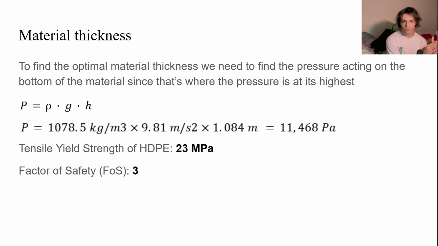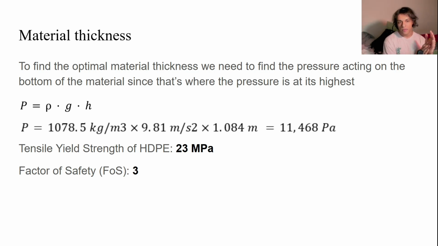So the tensile yield strength of HDPE. The tensile yield strength is basically how much pressure you need before the material is bent or disrupted. The amount of pressure that you need to apply on this material, HDPE, is 23 megapascal, which is quite a lot. So this tells us that this material is very optimal for this project.